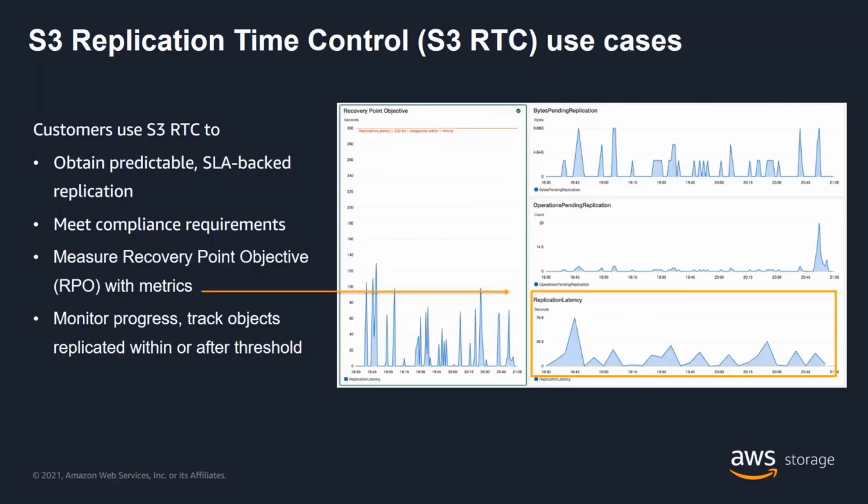Here on the right side of this graph, you can see all of the replication metrics that come by default with replication time control. If you look closely on the replication latency graph, you'll see how the value peaks in between the replication progress and then falls back down to 0 when the source and destination buckets are in sync.